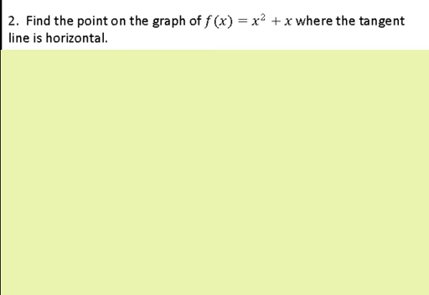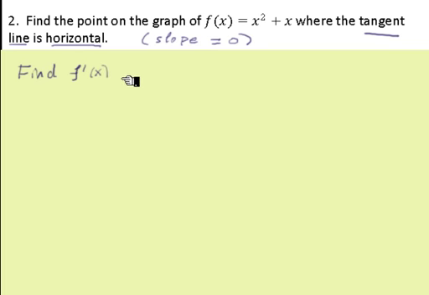In number 2, we're asked to find the point on the graph of f of x equals x squared plus x where the tangent line is horizontal. Now, horizontal means slope 0. So that is where the tangent line has slope 0. So what we're going to do for this is find f prime of x using the definition of the derivative.